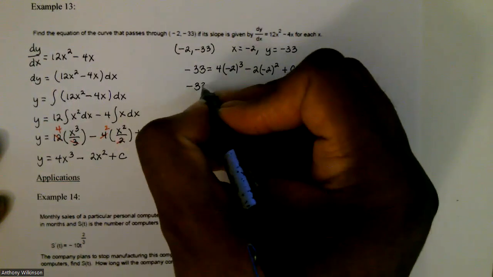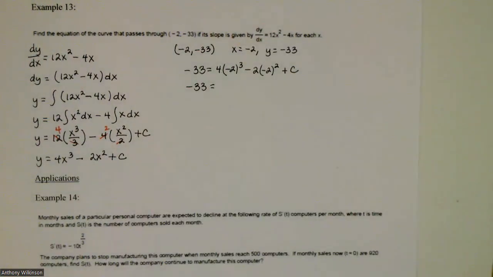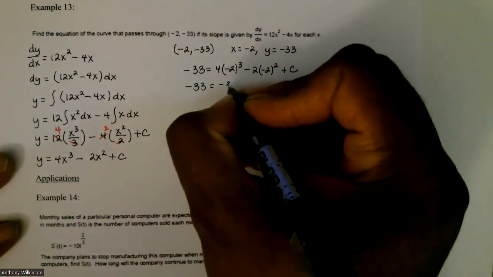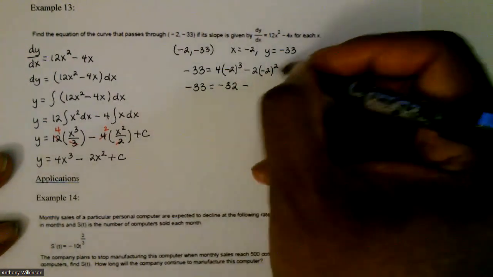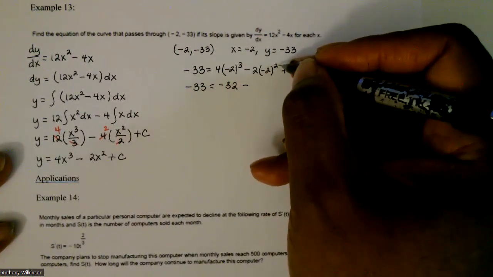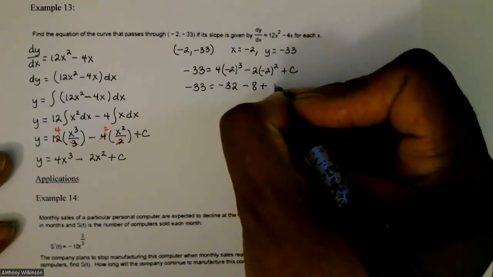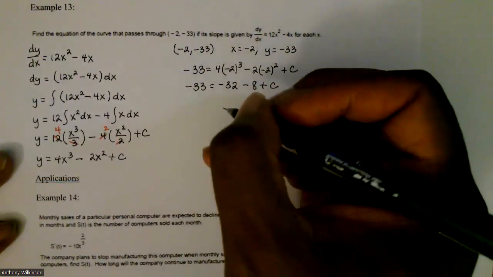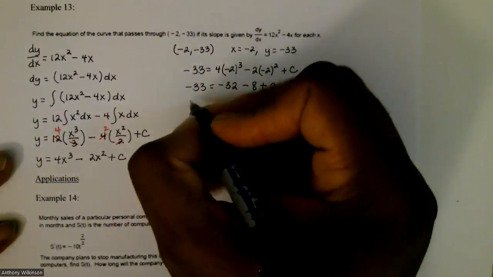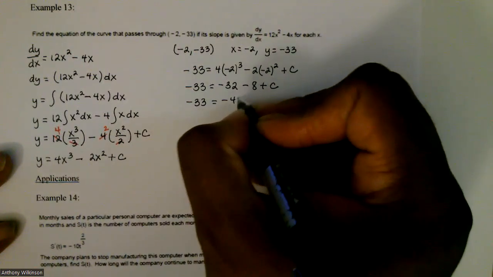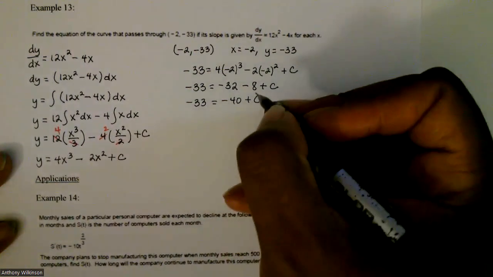So I bring this -33 down. -2 cubed is -2 times -2 times -2. That's -8, times the 4 in front will be -32. Minus, -2 squared is -2 times -2. That will be 4, times the 2 in front will be 8. So I have a -8 and then plus c. Now, if I do -32 minus 8, I would get -40. So it'd be -33 is equal to -40 plus c.